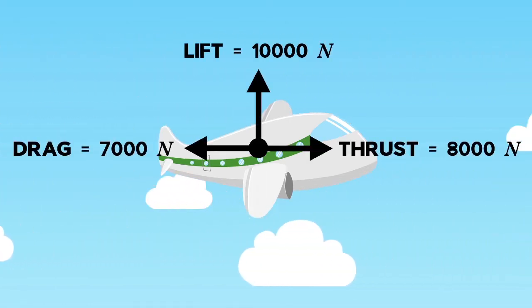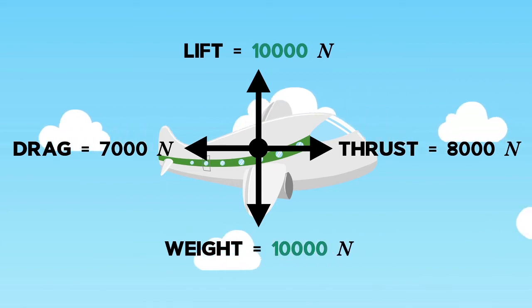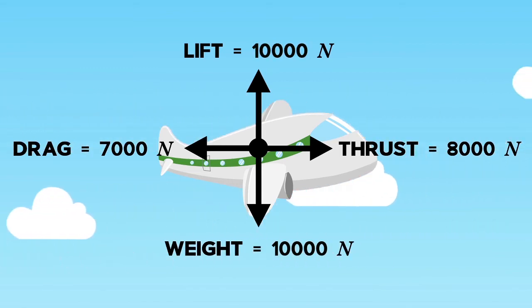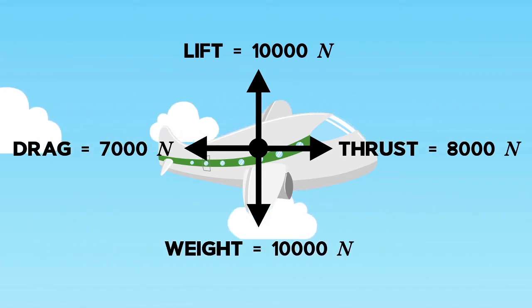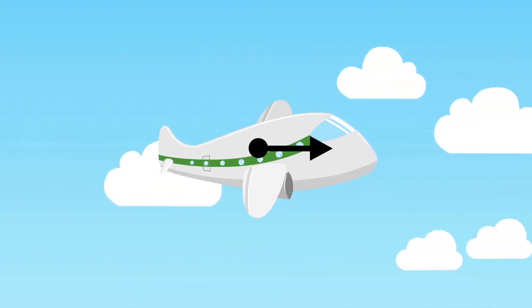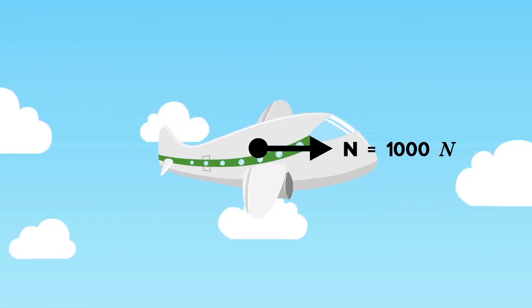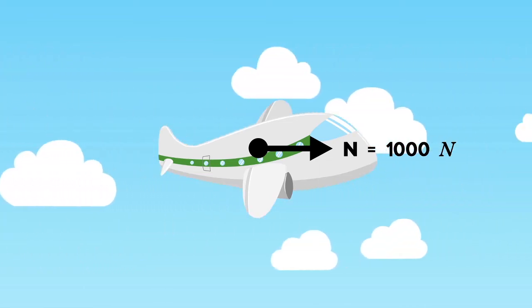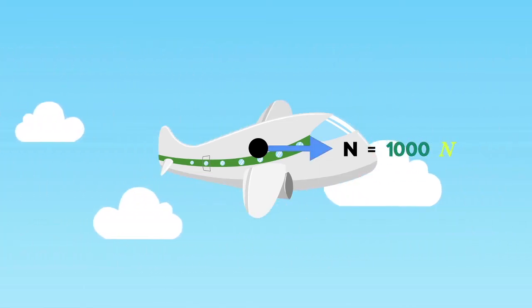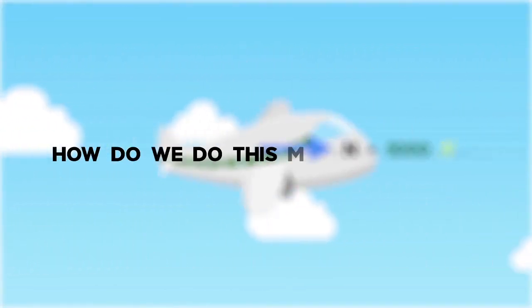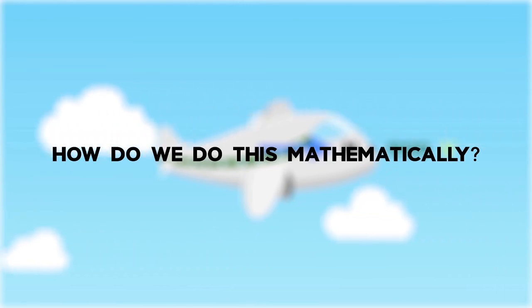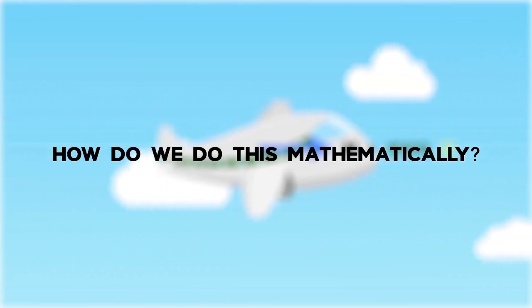The upward and downward forces are the same, meaning that the aircraft isn't accelerating up or down. But, since the forward force is greater than the reverse force, there is an excess of 1,000 newtons forward. But let's do it properly. How do we do this mathematically? It's actually easier than you think.